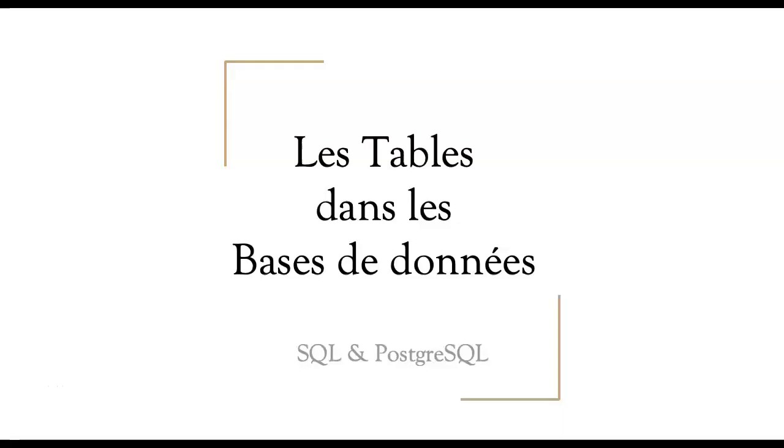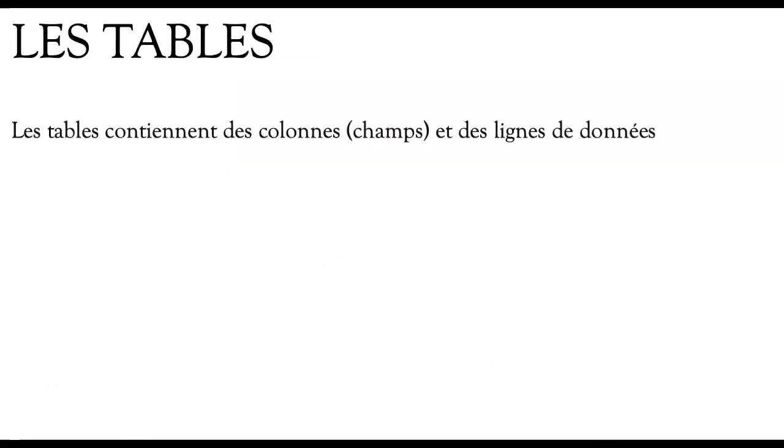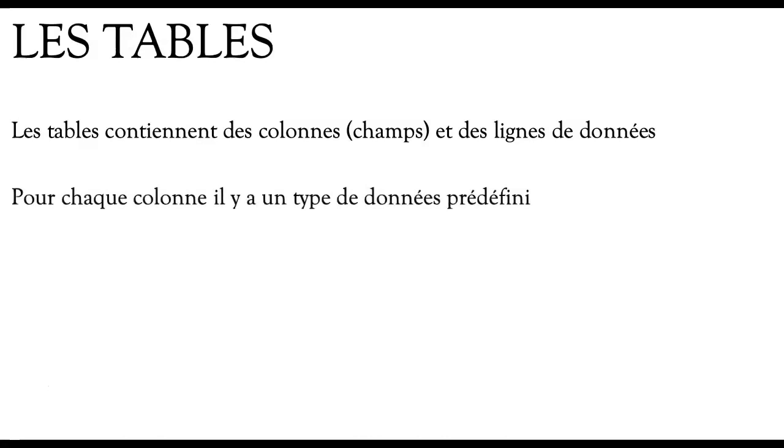Hello, in this video we'll be discussing tables in databases, what they look like and what they consist of. Learn that tables include columns, which can also be called fields, and rows of data. Each column in the table will contain data of a defined type. So, for example, if a column has a numeric type such as integer, then this column will only be able to include a number and cannot contain words or dates.